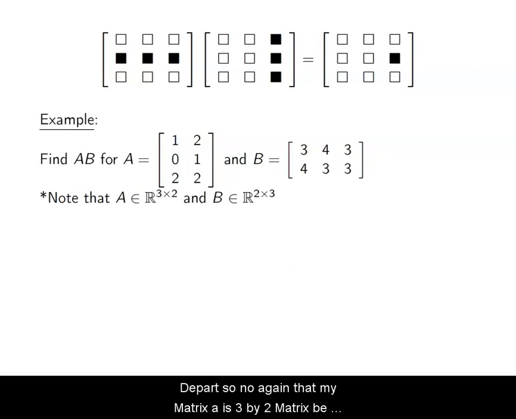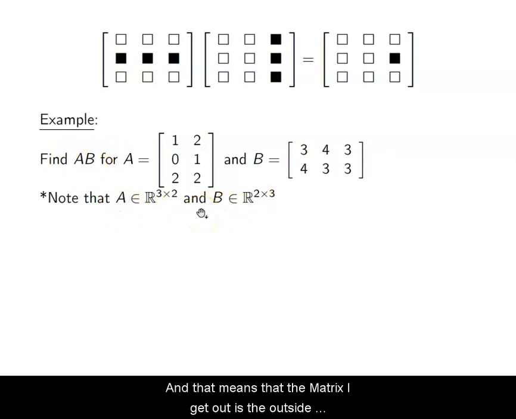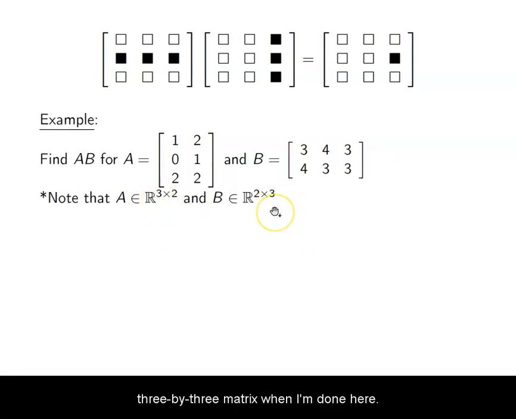So note again that my matrix A is 3 by 2. My matrix B is 2 by 3. So the inner dimensions match up if I decide to go A times B, right? And that means the matrix I get out is the outside entries, so 3 by 3. So I should end up with a 3 by 3 matrix when I'm done here.